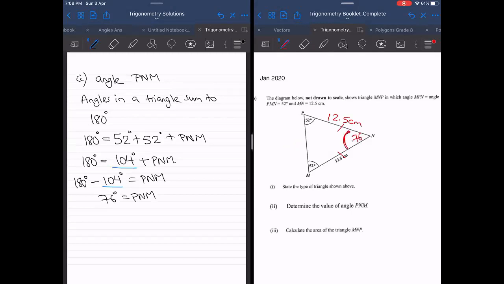76. So guess what? We know the angle and we know the two sides making the angle. So you can find the area of the triangle. The area of the triangle is a half AB sine C, where C is the angle and A and B are the sides making the angle.